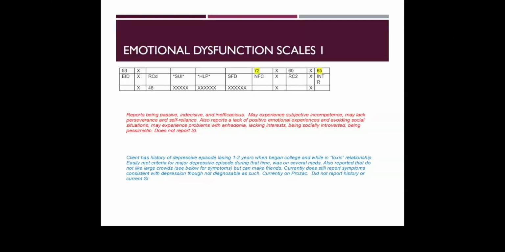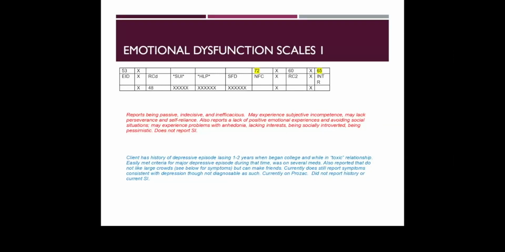So this pattern of elevations would be consistent with somebody who reports being passive, indecisive, inefficacious. Empirical correlates: may experience subjective incompetence, may lack perseverance and self-reliance. Also reporting a lack of positive emotional experiences and avoiding social situations. This is the IMTR elevation. May experience problems with anhedonia or lacking interests. Again, we want to keep in mind that RC2 isn't elevated, although it is T equals 60.